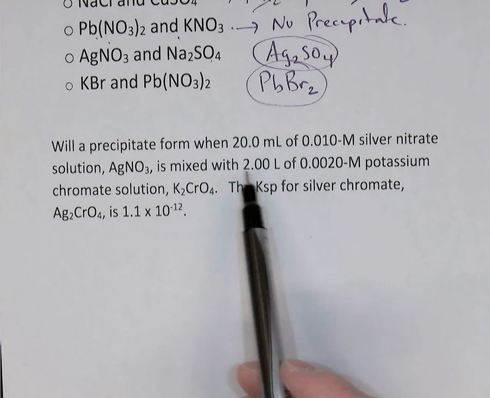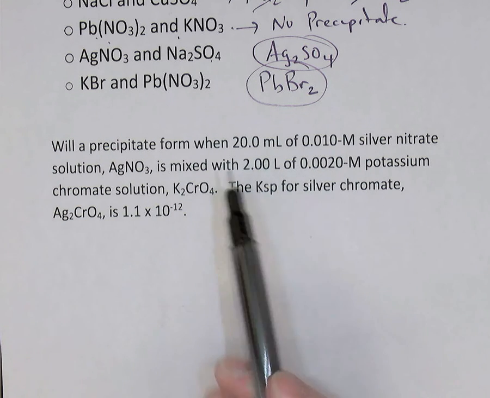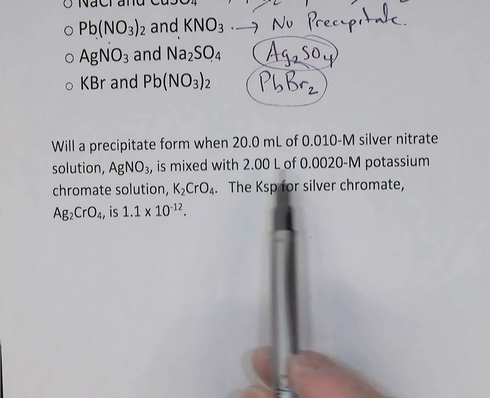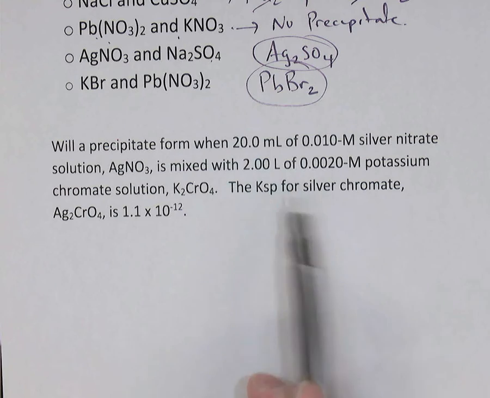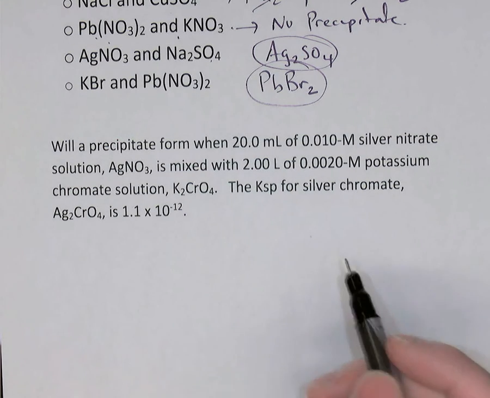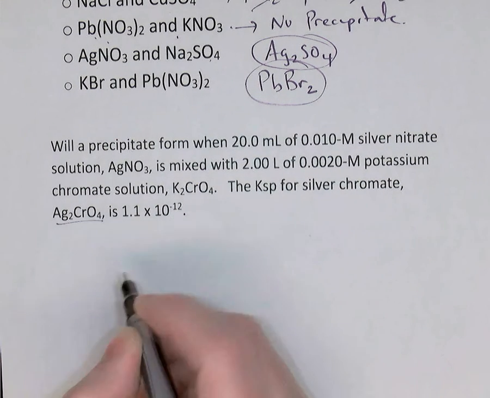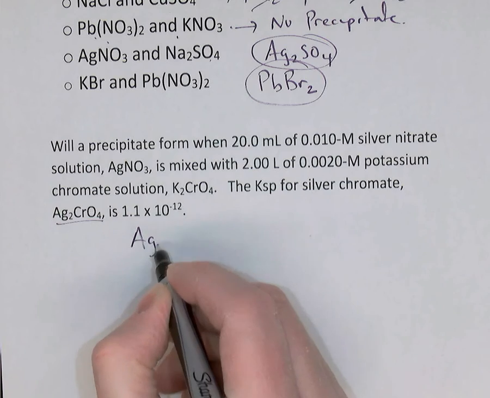Well, that's going to depend actually not on just the solubility rules. Silver chromate's not very soluble, but we have to be quantitative now. We have to actually answer the question mathematically. So let's think about this for a minute. Silver chromate, Ag2CrO4.